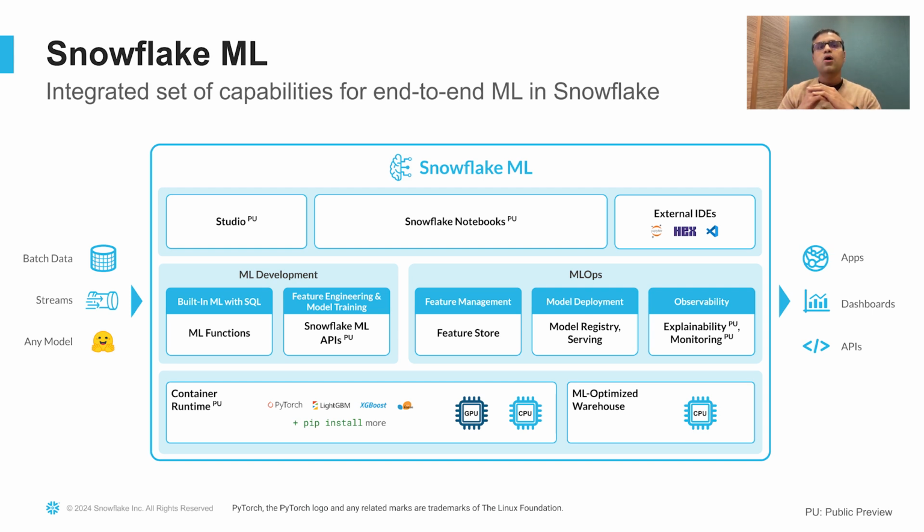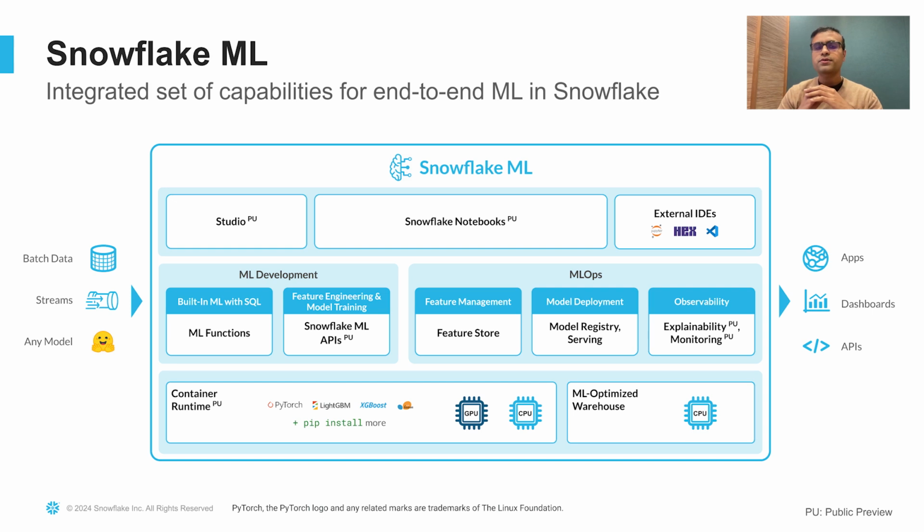The middle layer offers tooling for business analysts, data scientists, and ML engineers to develop and operate ML models at scale seamlessly. For example, analysts can use ML functions to shorten development time for common scenarios, such as forecasting and anomaly detection using just SQL. Data scientists can use Snowflake ML Python APIs to easily train large deep learning models. And ML engineers can deploy these models and monitor their performance at scale.